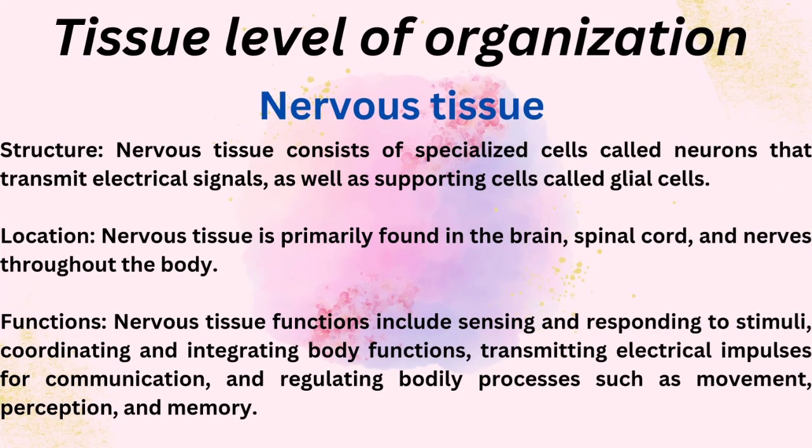Structure, location, and function of nervous tissue. Structure. Nervous tissue consists of specialized cells called neurons that transmit electrical signals, as well as supporting cells called glial cells. Location. Nervous tissue is primarily found in the brain, spinal cord, and nerves throughout the body. Functions. Nervous tissue functions include sensing and responding to stimuli, coordinating and integrating body functions, transmitting electrical impulses for communication, and regulating bodily processes such as movement, perception, and memory.